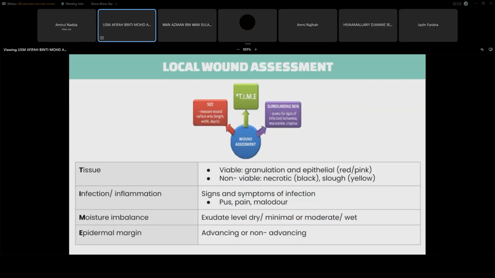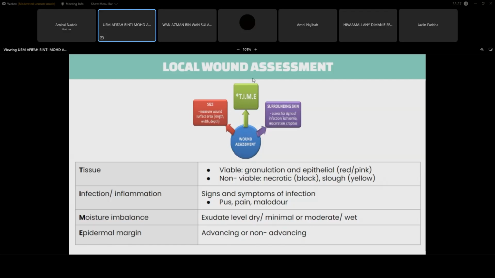Okay, local wound assessment includes the principle of TIME, where T stands for tissue, I stands for infection or inflammation, M stands for moisture imbalance, and then E stands for epidermal margin. As for tissue, we have to see if the wound is viable. So the evidence that the wound is viable is if there is any evidence of granulation and epithelialization, whereby the base of the wound will appear red or pink. And we have to decide if the wound is non-viable, if it is necrotic or having slough tissue. And then if there are any signs and symptoms of infection, which include pus, pain, and malodor, and then determine the moisture level, whether the exudate level is dry, minimal, moderate, or wet. And then check the epidermal margin, whether there is epithelialization or advancing epidermal margin or non-advancing.